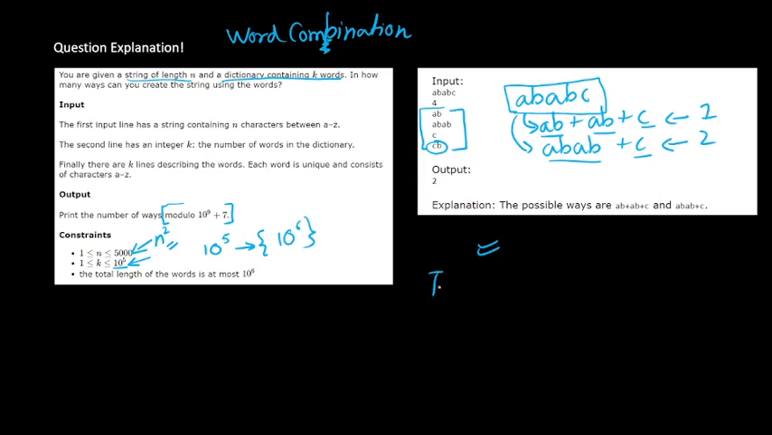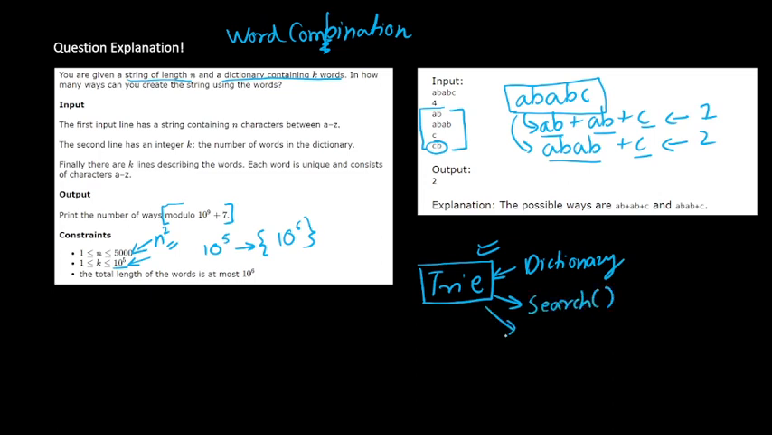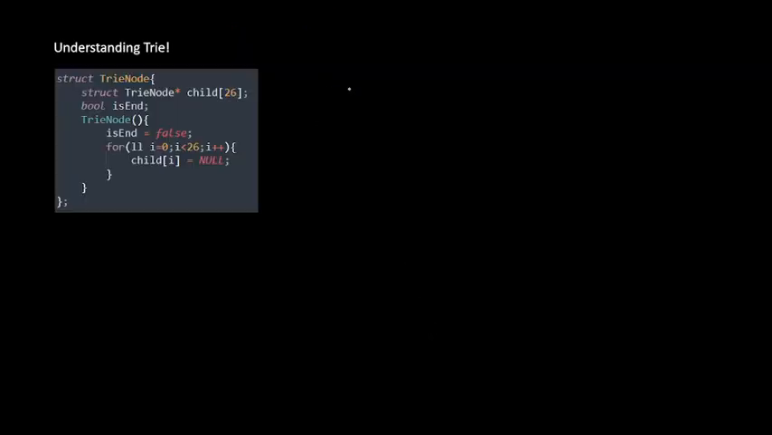So the main data structure that we'll be using for this is a trie. It's famous; a trie is actually used to implement dictionaries. It gives you access to two very important functions: search in a dictionary and insert a word in a dictionary. These two functions become very easy when you use a trie, and you can see that it will be very handy for us if we can use these two functions in this question. So now let's understand the trie.